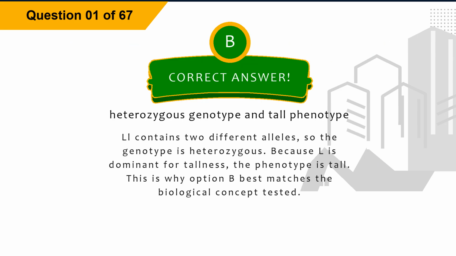The correct answer is option B, heterozygous genotype and tall phenotype. Explanation. LL contains two different alleles, so the genotype is heterozygous. Because L is dominant for tallness, the phenotype is tall. This is why option B best matches the biological concept tested.